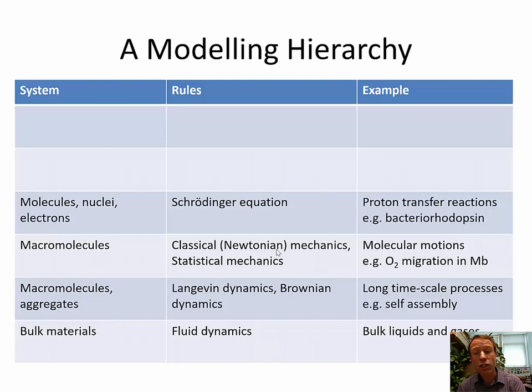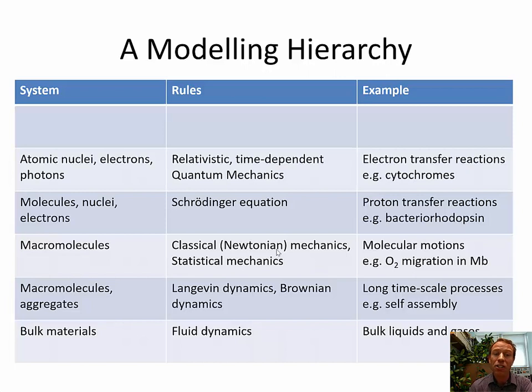We can also go the other way, go to a shorter and shorter length scale. So if you go from molecules down to thinking about atomic nuclei, electrons and photons, then we'll have to use the rules of relativistic time-dependent quantum mechanics. So these are relevant in biological systems as well, because we have a lot of proteins which do electron transfer, so things like cytochromes involved in, for example, photosynthesis. If you want to study these specific reactions, then the Schrödinger equation won't work because we've now got photons coming in and doing things. So that's why we need a different set of rules.